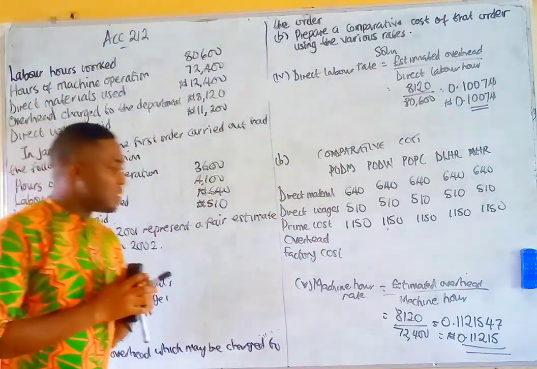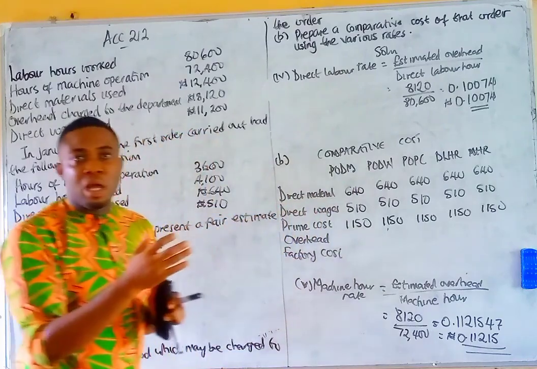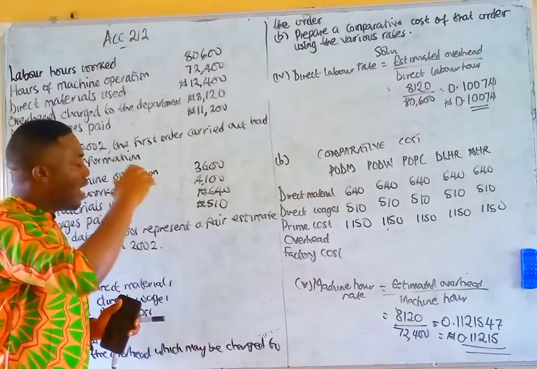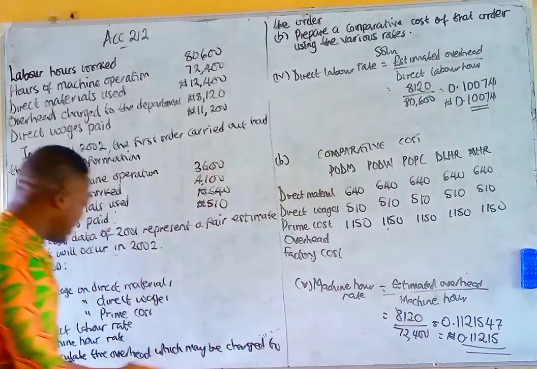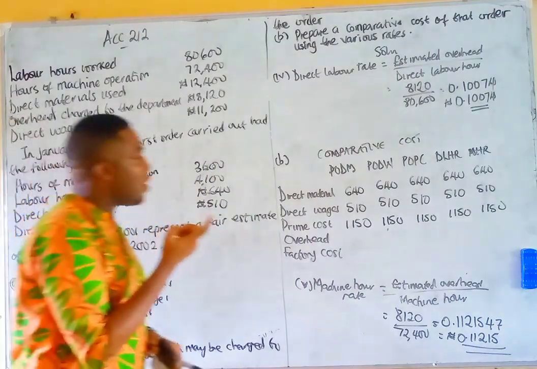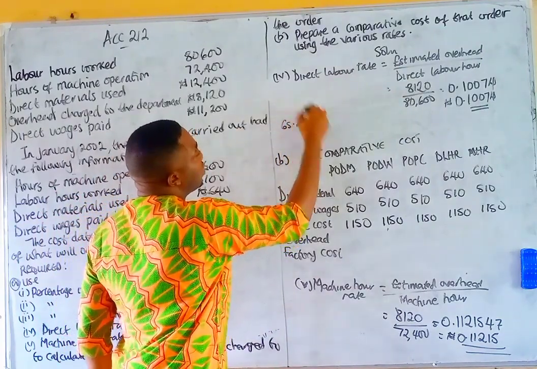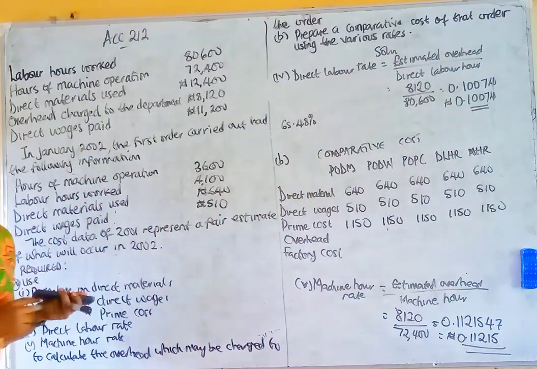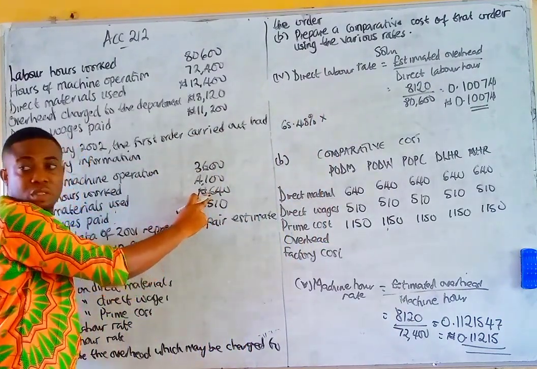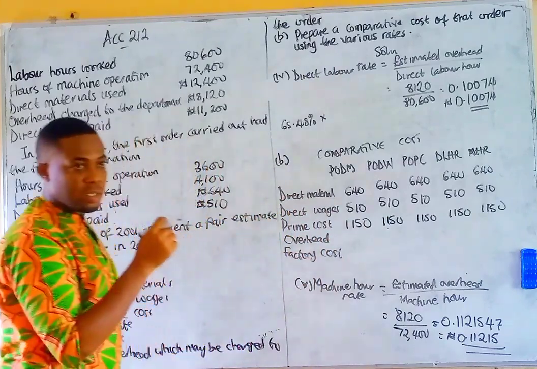Now this is the essence of this. I want to know the overhead that will be charged. Now the first one, percentage on direct material. We are going to use the previous year's percentage to calculate the overhead that will be charged in this regard. For percentage on direct material, what was the percentage? 65.48%. Now 65.48% times the direct materials used, which is 640, will give us the overhead that is charged.